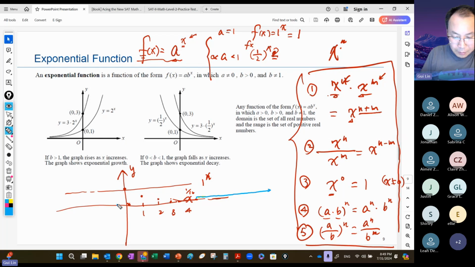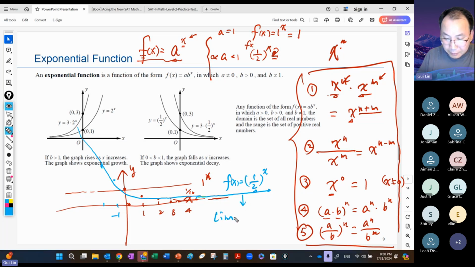And when x is -1, you can see it becomes 2. When x is -2 it becomes 4. So you can see this one is growing like this. So this is half. If the base is a number between 0 and 1, as x is increasing, it is decaying. We call it decaying. So we can extend it a little bit.